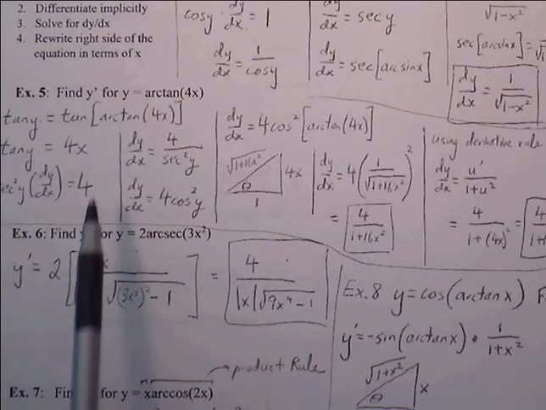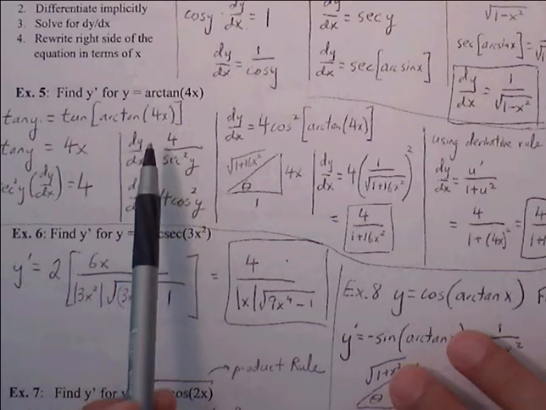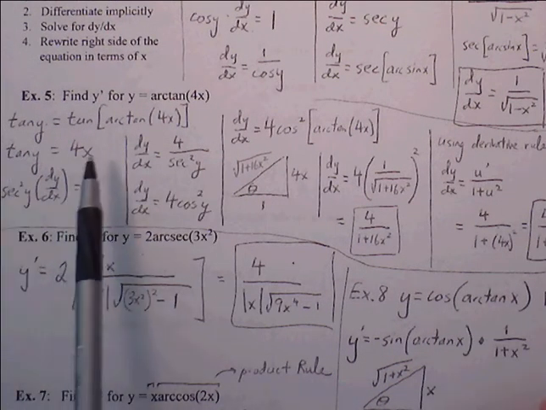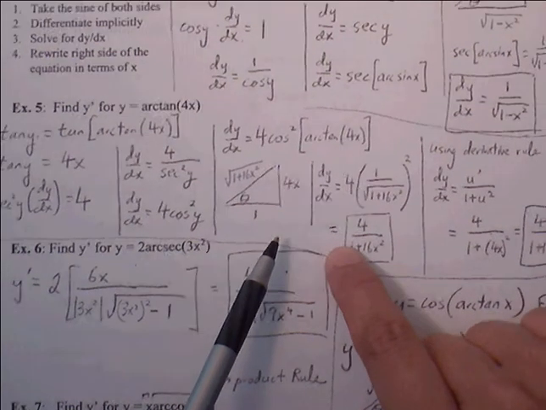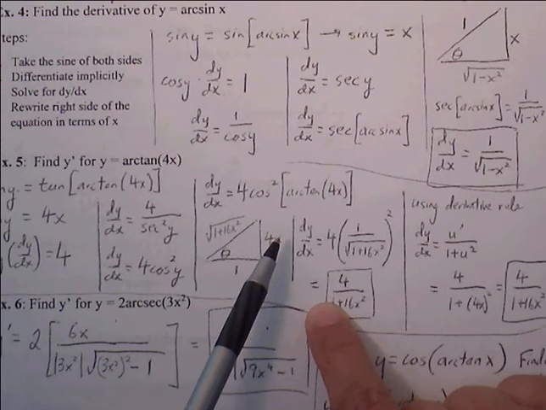Okay, number 6, find y prime for y equals arctangent of 4x. We're going to go through implicit first, and then I can step through using the rule.